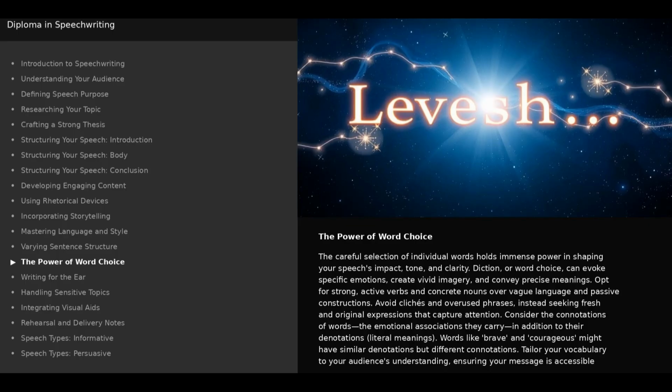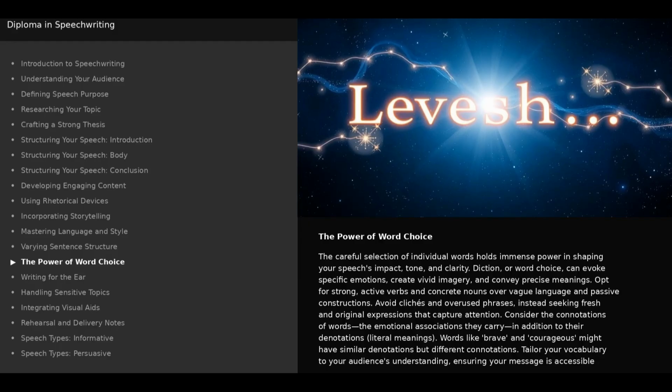The power of word choice. The careful selection of individual words holds immense power in shaping your speech's impact, tone, and clarity. Diction, or word choice, can evoke specific emotions, create vivid imagery, and convey precise meanings. Opt for strong, active verbs and concrete nouns over vague language and passive constructions. Avoid cliches and overused phrases, instead seeking fresh and original expressions that capture attention.